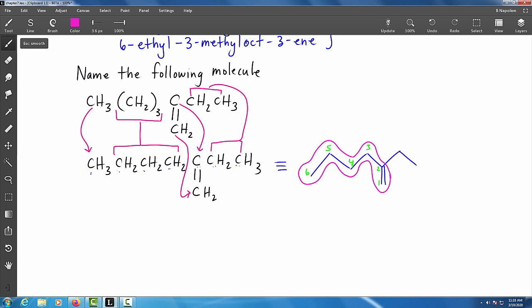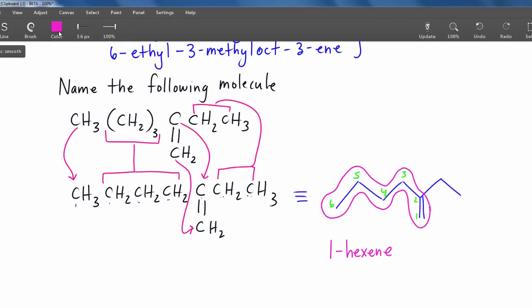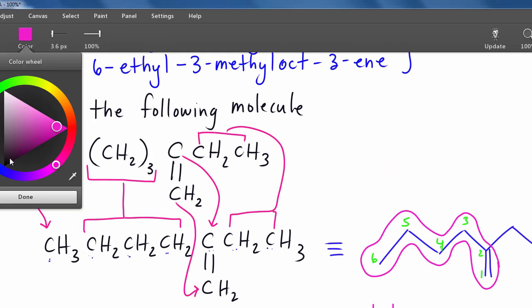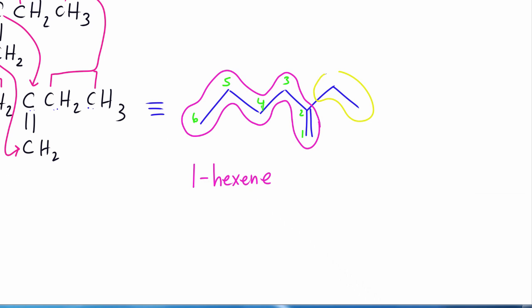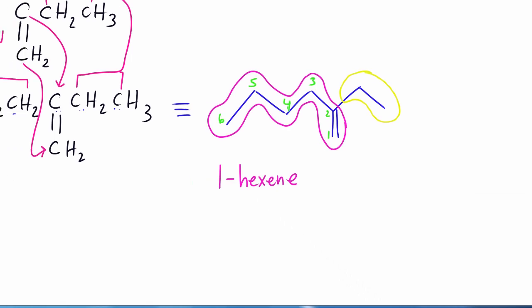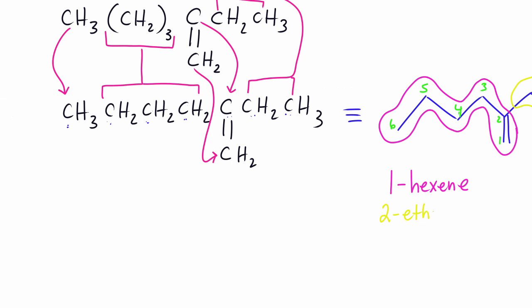Okay? Now, so that's going to be my parent chain. Now, I get to my double bond at the lowest number would be 1 versus 5. So I can say this is 1, 2, 3, 4, 5, 6. So that's 1-hexene. Okay? Now, off of carbon 2, in yellow here, I have an ethyl group. So I have 2-ethyl.